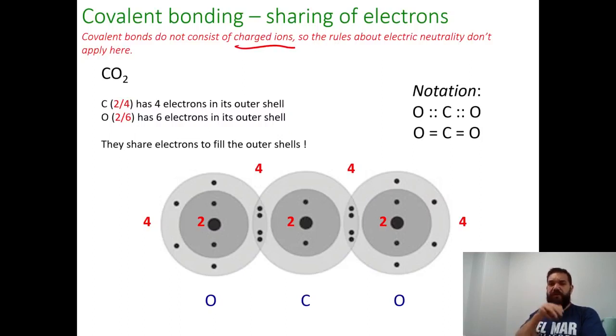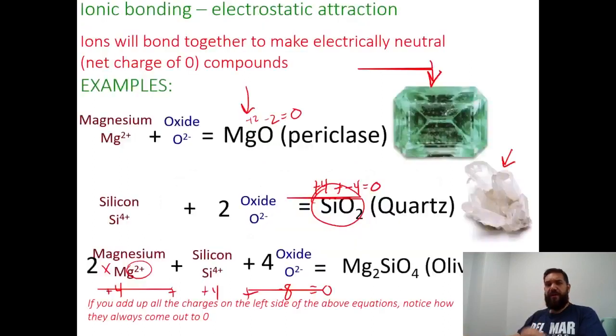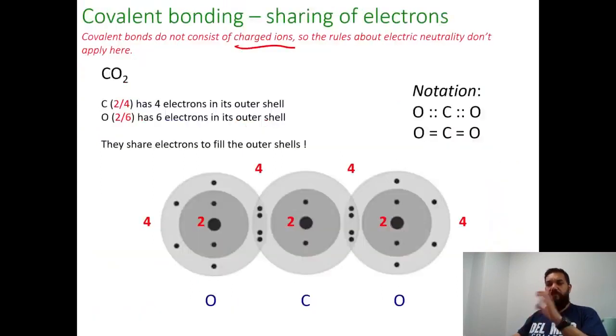So all of those rules we just learned here about electrically neutral mineral formulas, that only applies when we're talking about ionic bonding. When we're talking about covalent bonding, those electrically neutral rules don't necessarily apply. Okay.